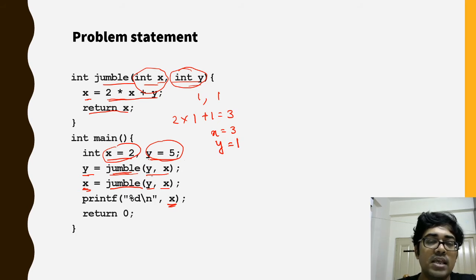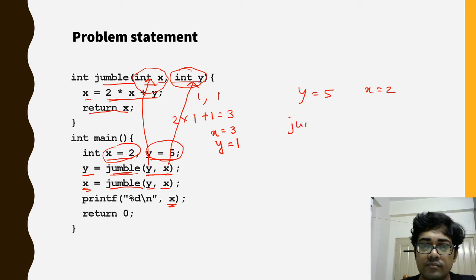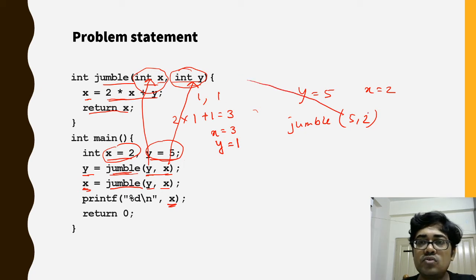So the only trick is that here we are invoking the method with y and x. So what will happen? This y will be assigned to here and this x will be assigned to here. That means when you invoke jumble the first time with y and x, the value of y is 5 and value of x is 2. So we are invoking jumble 5 by 2. So this 5 will be assigned to x. That means this 5 will go to x and this 2 will go to y.